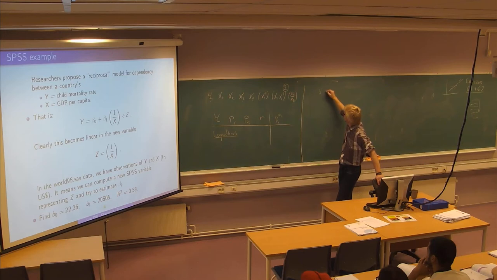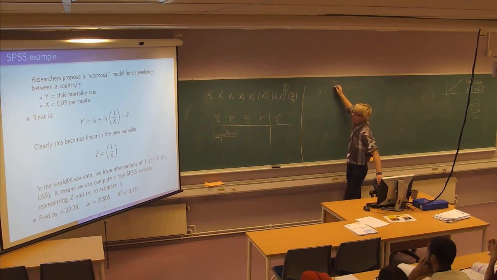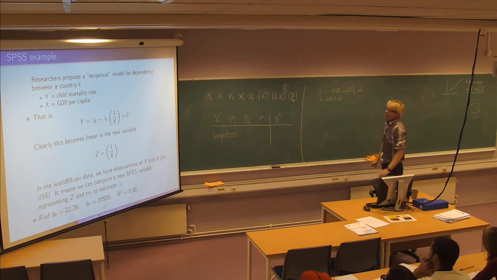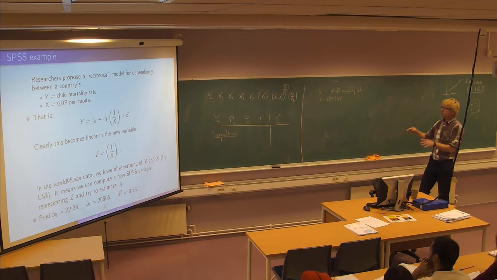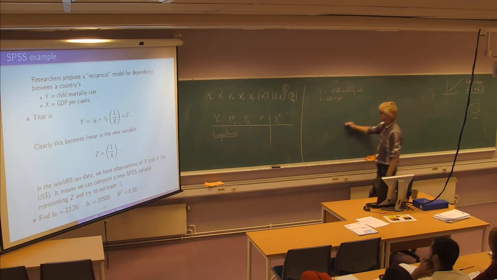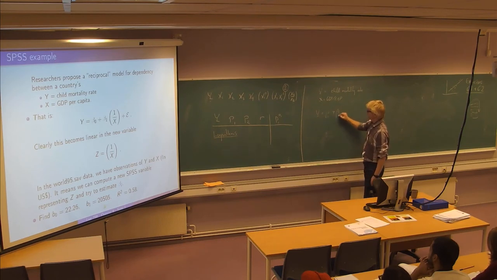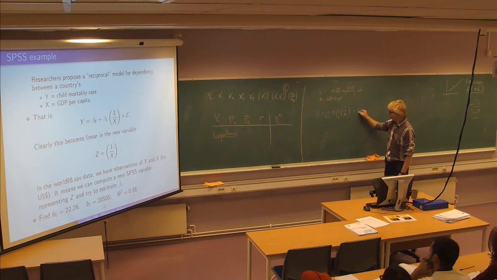These are sort of depressing variables, but Y is child mortality rate, and X is GDP per capita. Some researcher proposed that there is some kind of relationship between these variables, and it's supposed to look like what you call a reciprocal model. So it's like this, and then plus some random term.